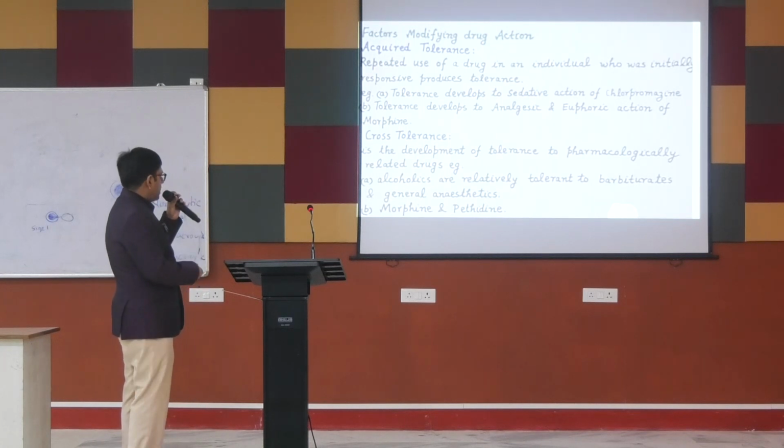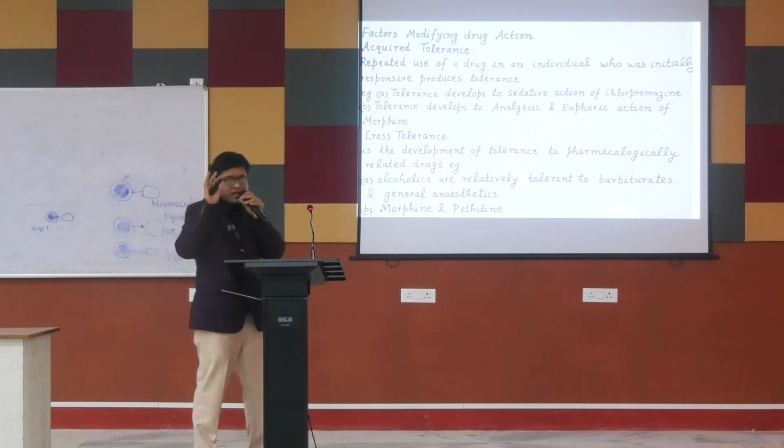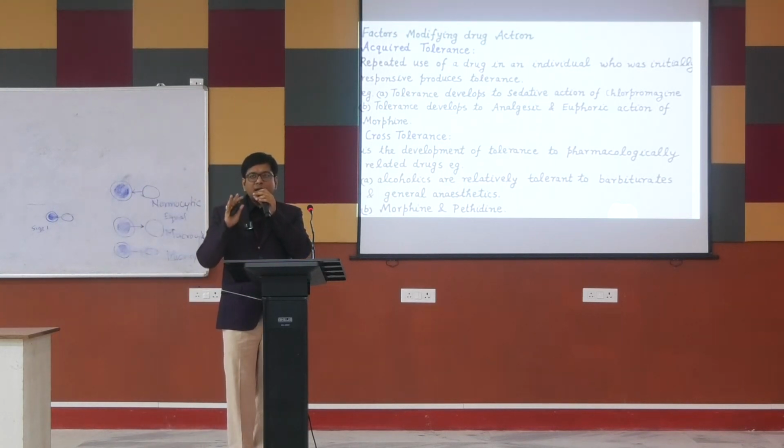Like alcoholics respond less to general anesthetics. Alcohol is a CNS depressant. So those who are addicted to alcohol, when you are giving anesthesia to them, you need higher doses of general anesthetics because their brain is already set in such a way that they can tolerate a CNS depressant. You have to give a higher level of CNS depressant to make that patient unconscious.